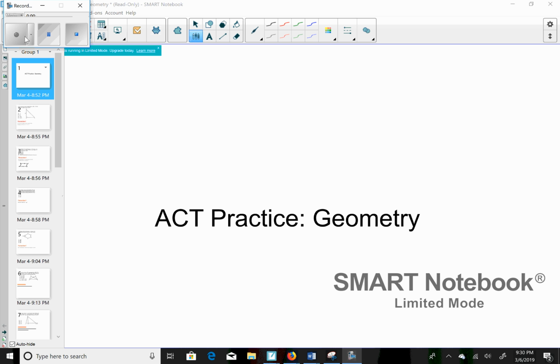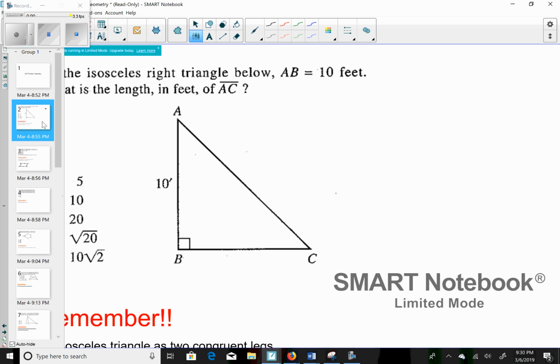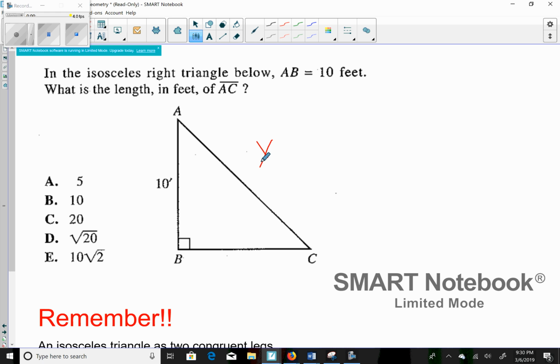I'm going to go over the ACT additional practice for geometry. So let's get started. Number one, you have an isosceles triangle, and they tell you that one leg is 10, and they want you to find AC, which happens to be the hypotenuse. They're testing two things here. First of all, they're testing that you know the meaning of isosceles, that the two legs are the same. So this one will also have to be 10.